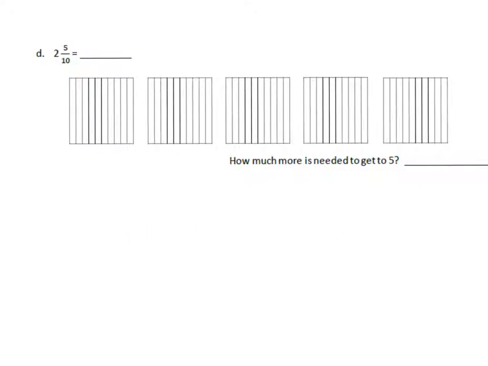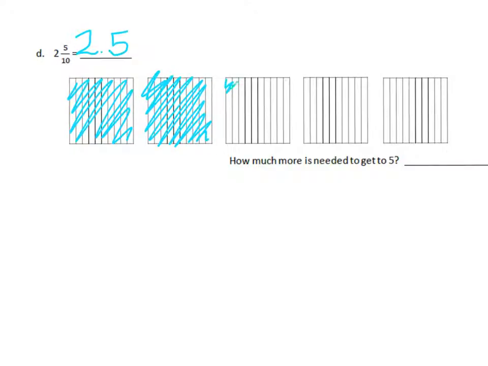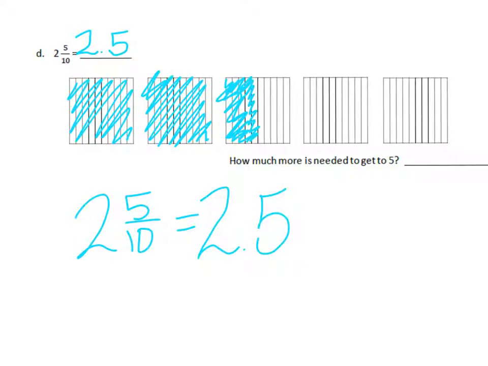Look at letter D. Go ahead and write the equivalent decimal and then shade the model. Don't forget to write the equivalent mixed number and decimal below. Pause the video while you work and replay when you are ready. So 2 5/10 is 2 5/10. We need to shade in 2 whole pieces. And then we only need to shade in 5 bars on the next model. 2 5/10 is equal to 2 5/10 as a decimal.